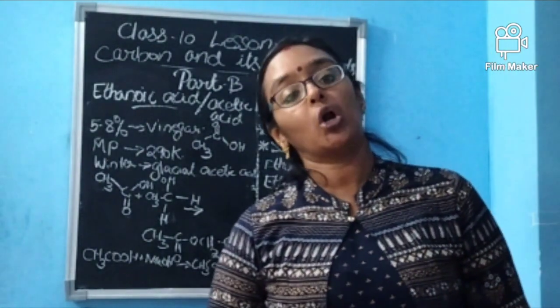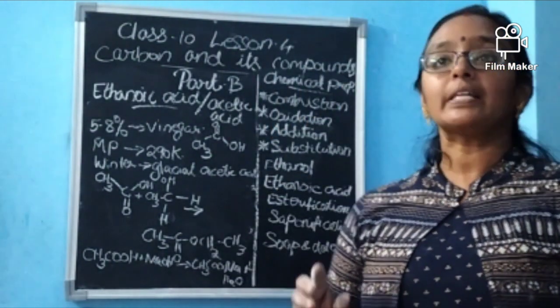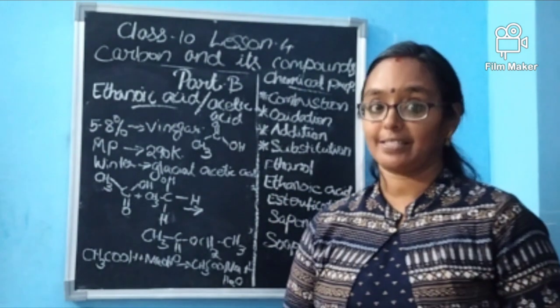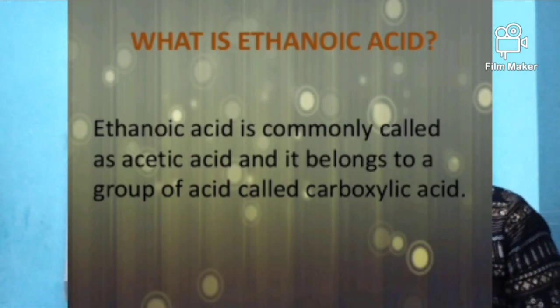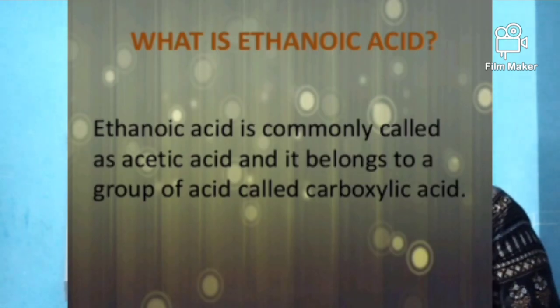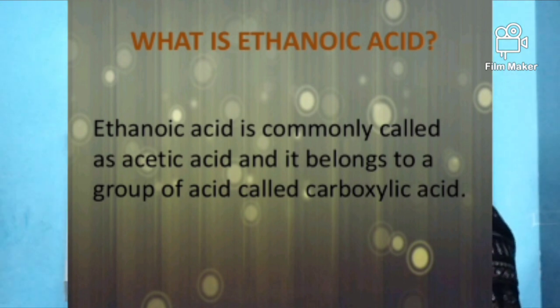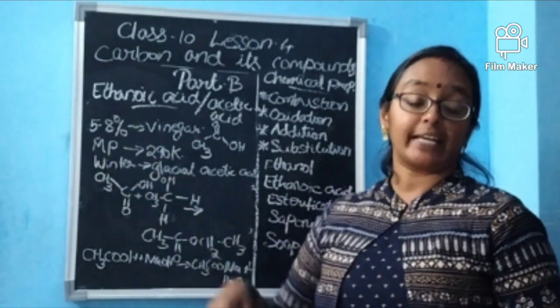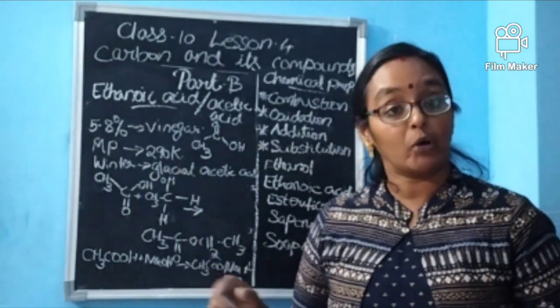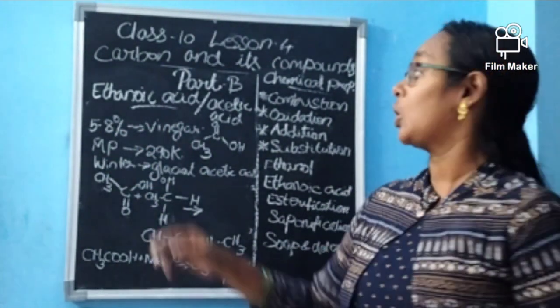Ethanoic acid is also called acetic acid. This is a type of carboxylic acid group, that is, COOH is there at the end. So we are saying it as carboxylic acid, and commonly the ethanoic acid is called acetic acid. The solution of acetic acid, that is 5 to 8 percent of acetic acid in water, is called vinegar.